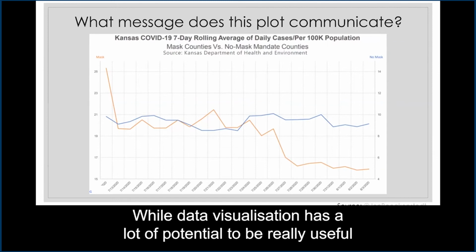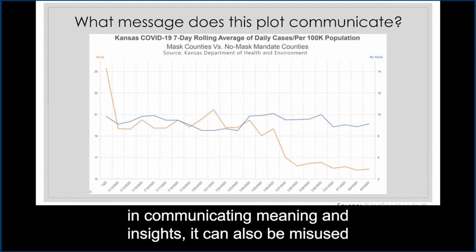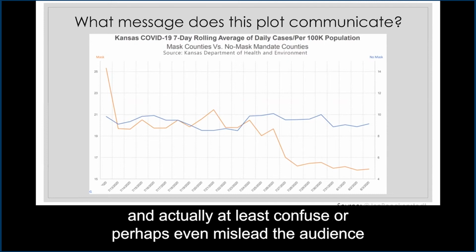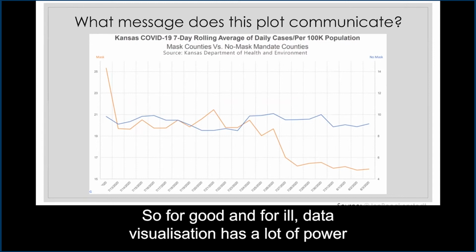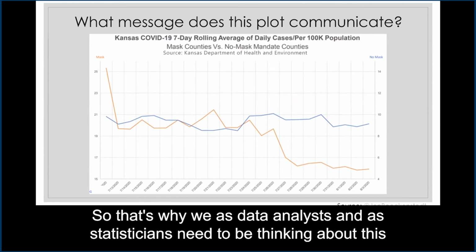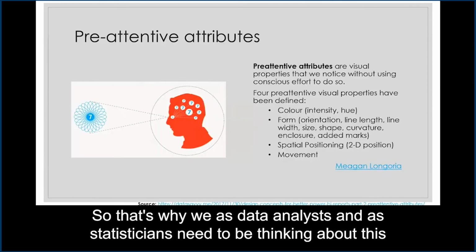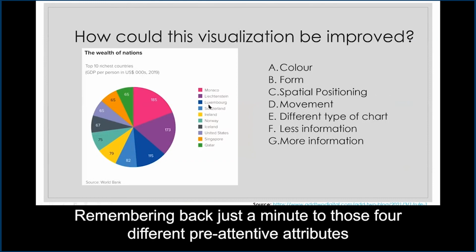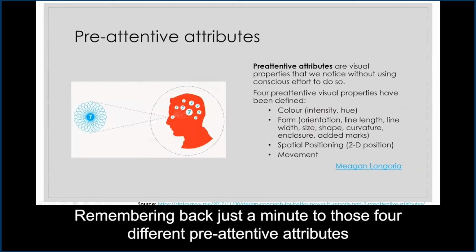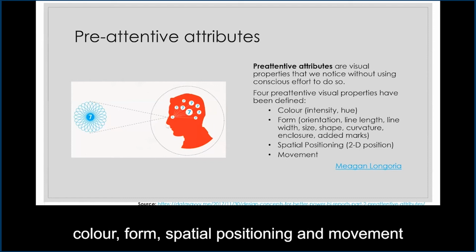So whilst data visualization has a lot of potential to be really useful in communicating meaning and insights, it can also be misused and actually at least confuse or perhaps even mislead the audience. So for good and for ill, data visualization has a lot of power. So that's why we as data analysts and as statisticians need to be thinking about this. Remembering just back a minute there to those four different preattentive attributes: color, form, spatial positioning, and movement.